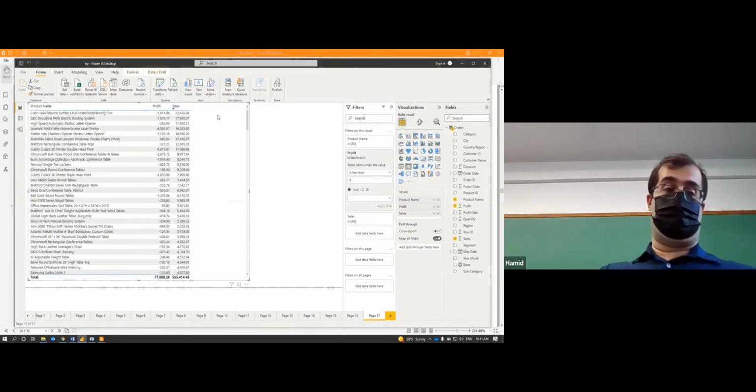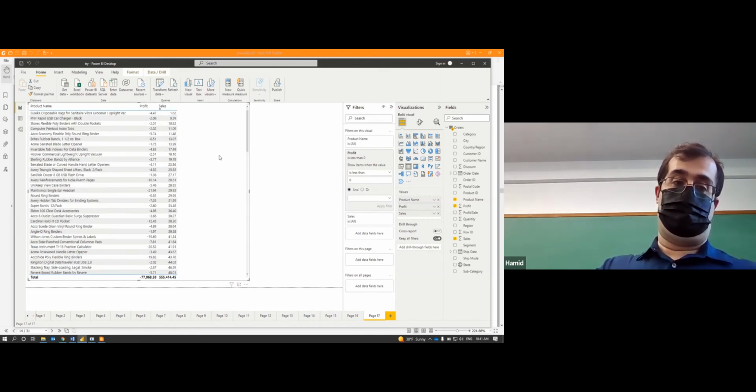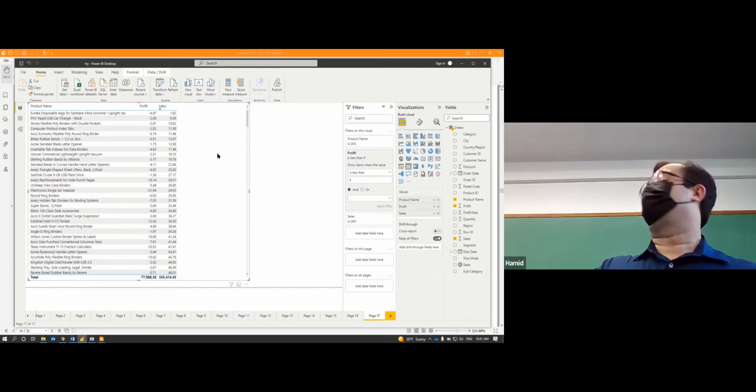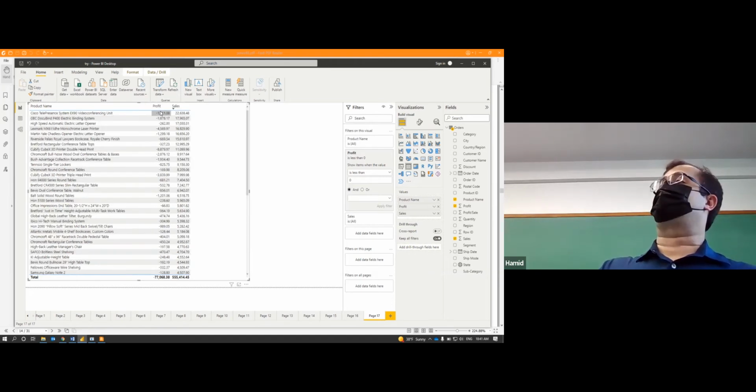So the highest sale is for the Cisco telepresence system. The lowest sale is a Eureka disposable bag. So maybe on top of the negative profit, you want to also look at the sales to see which one you should make an immediate decision for discontinuing.